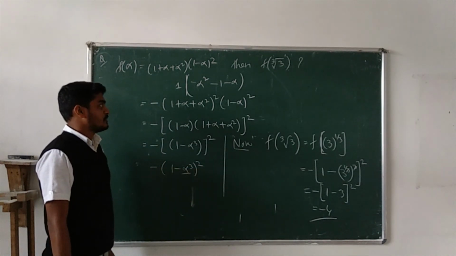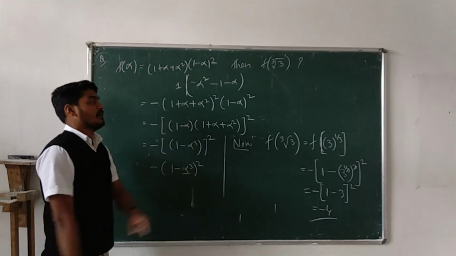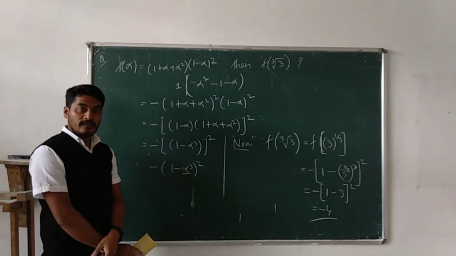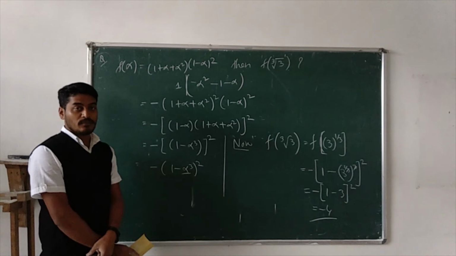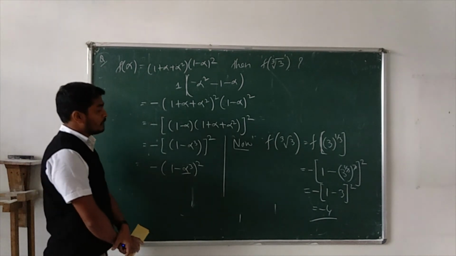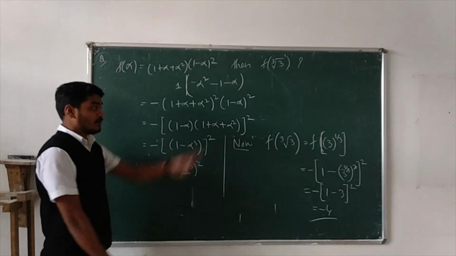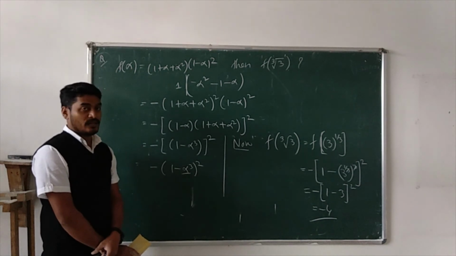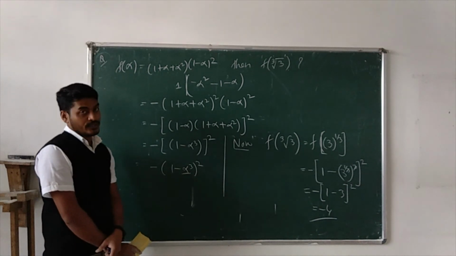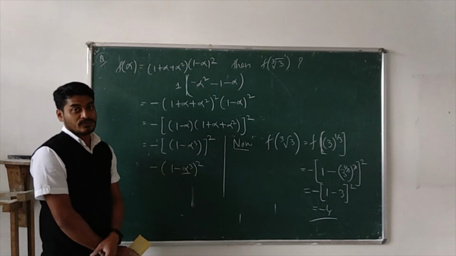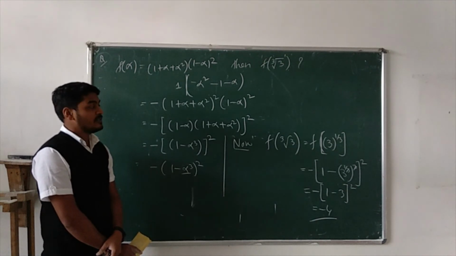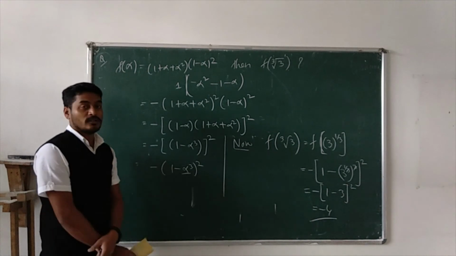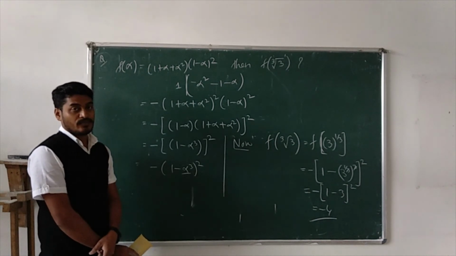Very simple procedure: the determinant is given, we have to find the value of f of cube root of 3. First of all, we have simplified by applying different properties of determinant, and after applying all those properties, at the last step we have to find out the value of f of alpha. Here alpha is equal to cube root of 3. So putting alpha equal to cube root of 3 here, we have got x is equal to minus 4. Okay.